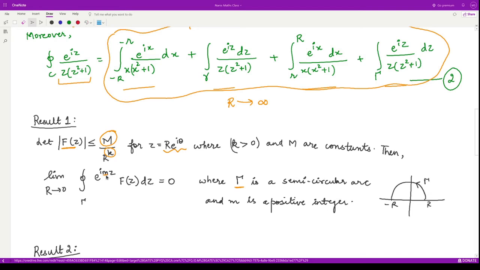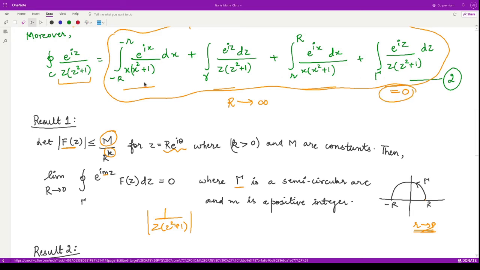Here in our case m is equal to 1. And the modulus of the function 1 upon z square plus 1 is obviously bounded, right? Because these terms are present in the denominator. So the integral over this particular gamma, our gamma is also similar. It would be similar to this one when we take small r approaches to 0. So in effect this last term becomes 0.